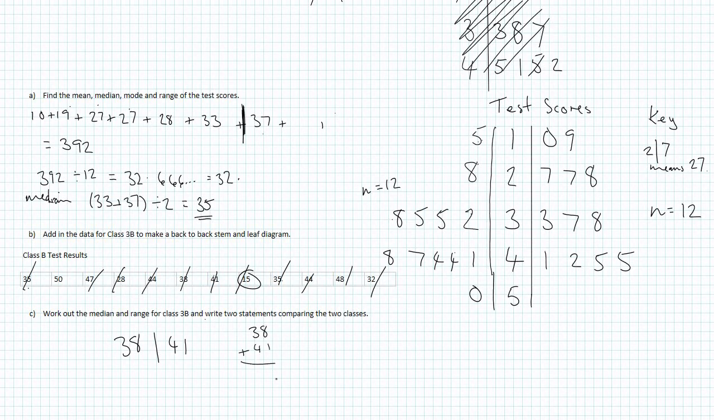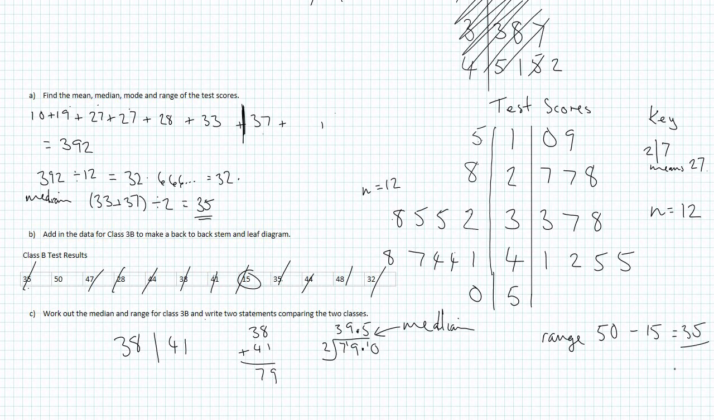38 add 41 is 79, and then I'm going to half it. How many 2s going to 7? 3 with 1 left over. How many 2s going to 19? 9 with 1 left over. 79.0, how many 2s going to 10? 5. 39.5. You could also have thought, well, they're 3 apart. Half of 3 is 1.5, so it's going to be 38 add 1.5. It's 39.5. So that's the median. Range is 50 take away 15 is 35.